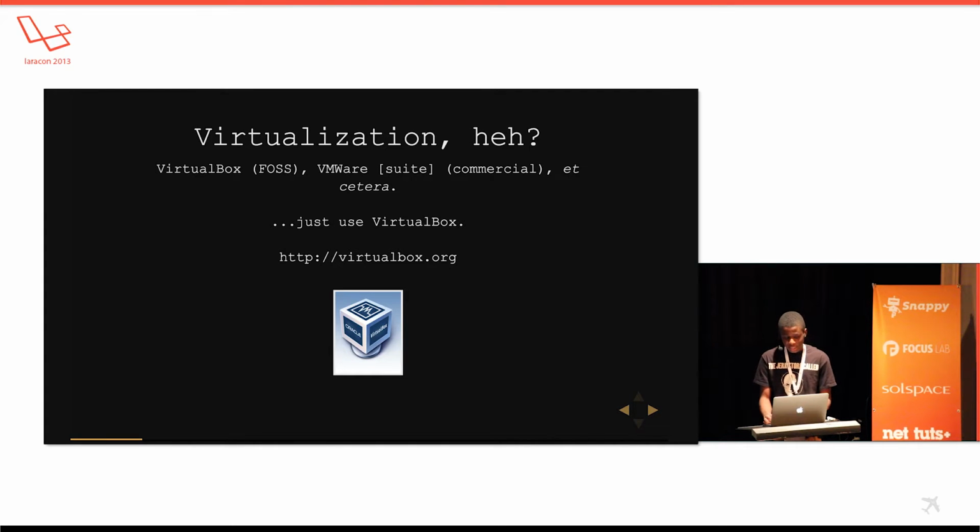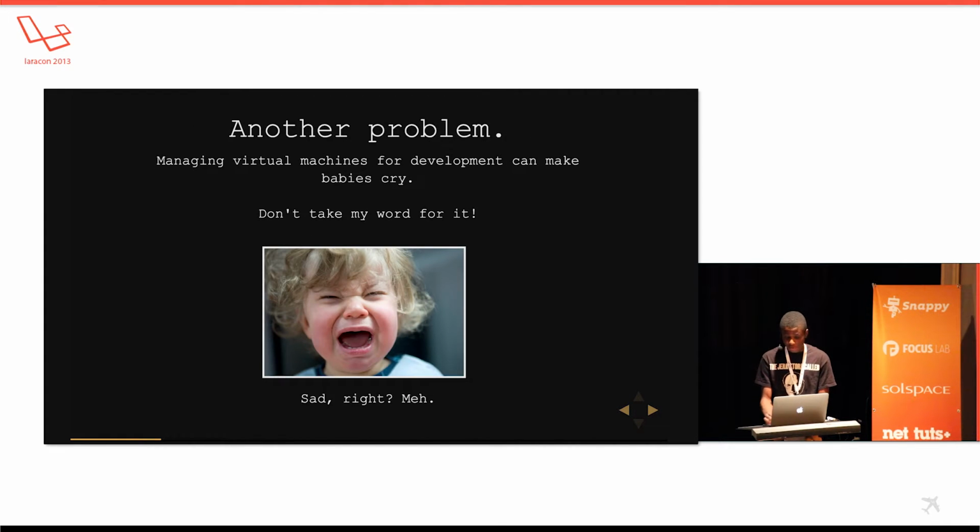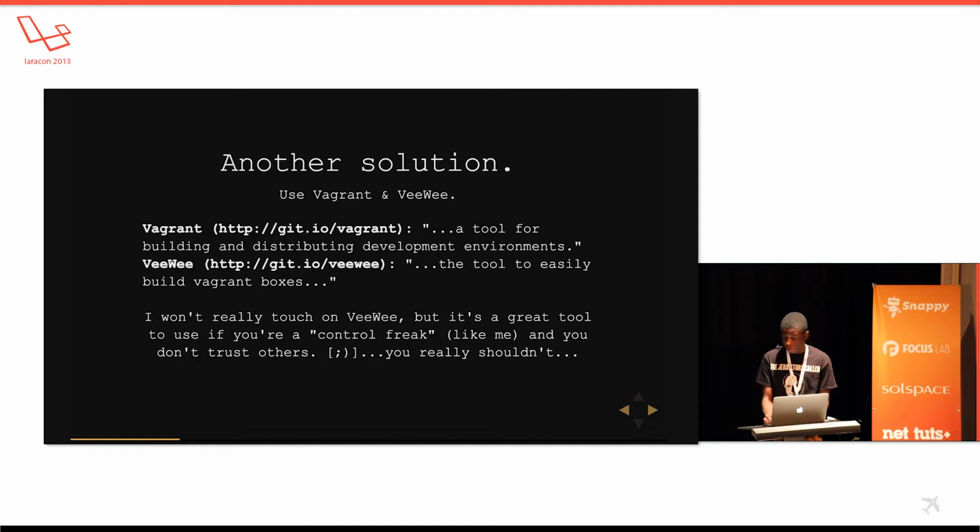The other problem you have is managing virtual machines. It makes babies cry, so we don't want to do that. The way you solve that is to use Vagrant. And there's a tool called Veewee, and when I get more into Vagrant, I'll talk more about it, but I'm not going to go too in depth. The gist of it is Vagrant is a tool for building and distributing development environments, and Veewee is a tool for creating the boxes.